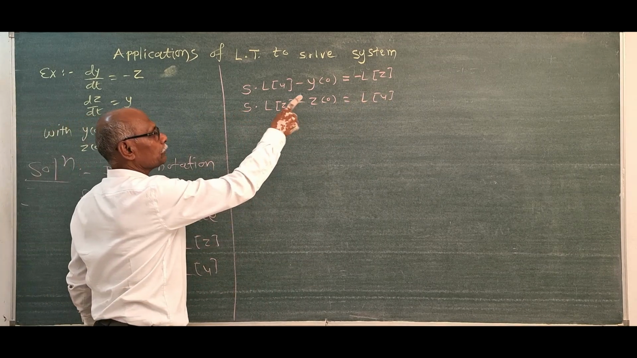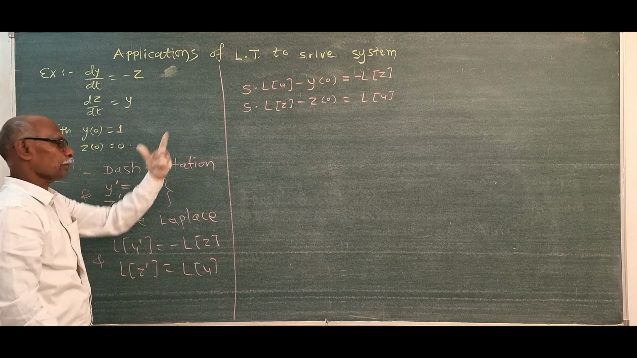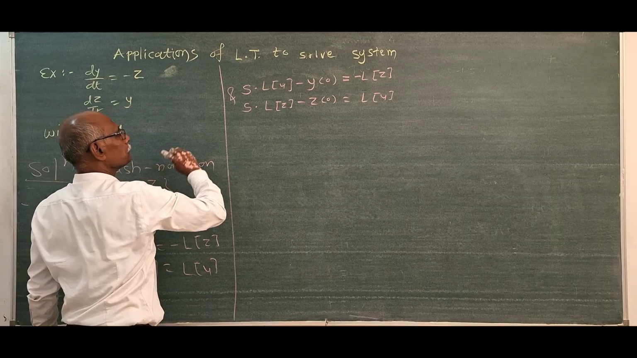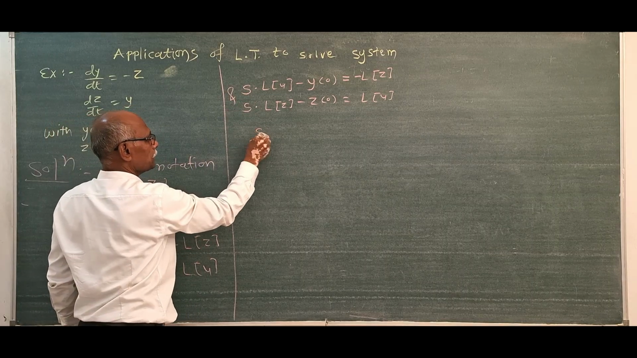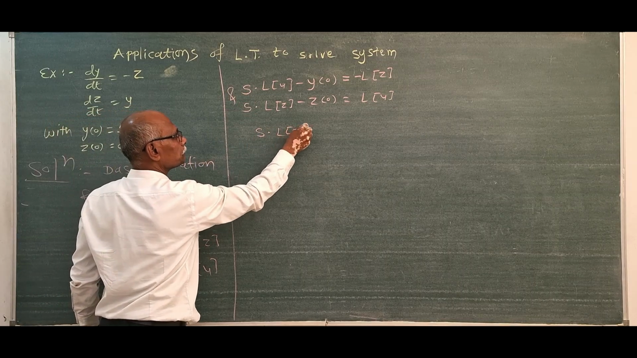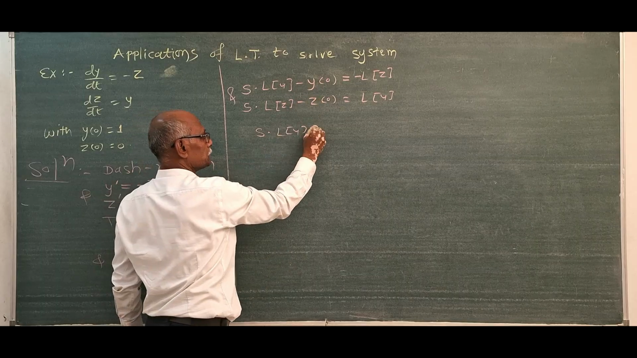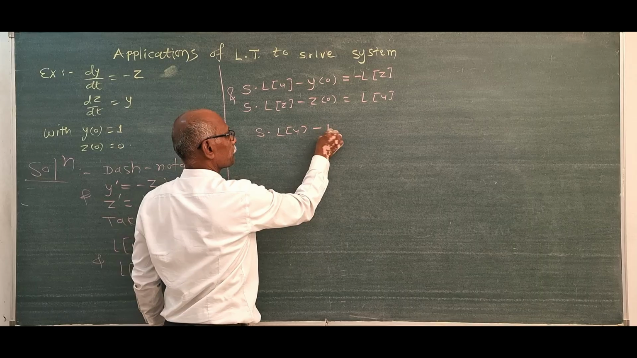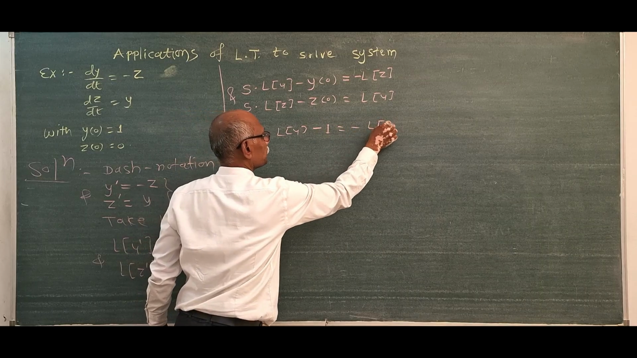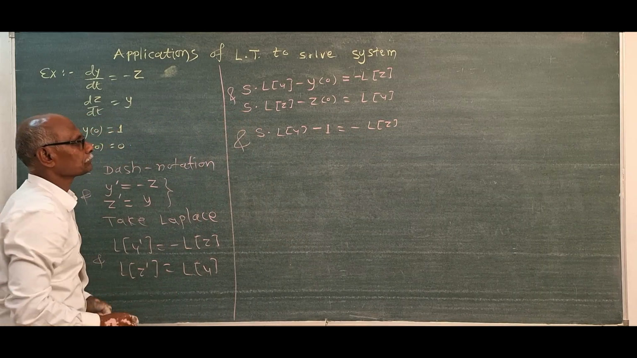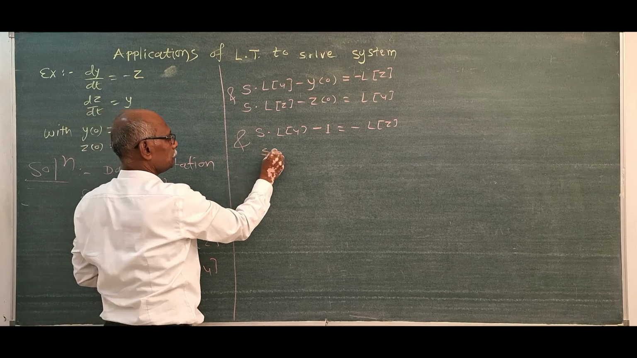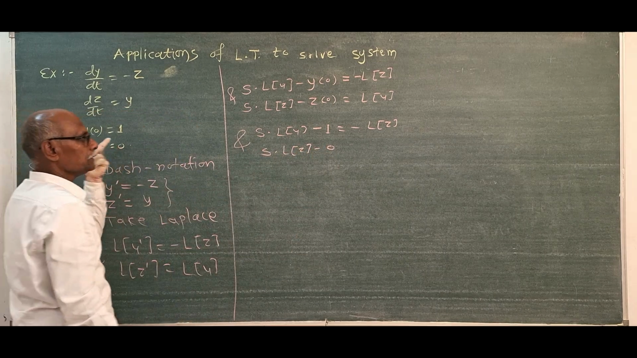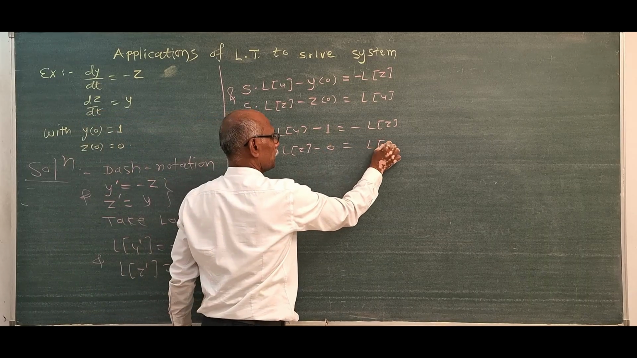There is no formula for that, but for L of y dash there is a formula, and for L of z dash there is a formula. So here I will write: s into L of y, then minus y of 0. Here you have one initial condition, y of 0 is 1, is equal to minus L of z. And here s into L of z, z at 0 is 0. This is the initial condition. This is L of y.